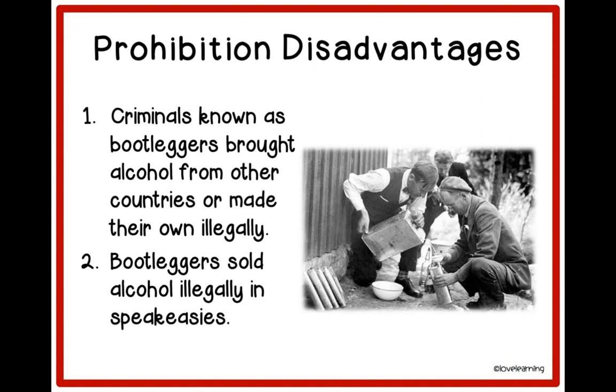The second disadvantage is that bootleggers sold alcohol illegally in speakeasies. We'll talk a little bit more about what speakeasies are later on. Basically, they would sell the alcohol illegally to these bars, nightclubs, and music places. And kind of the same thing would happen. People would get really sick, people would die. And it was also taken away from the American economy. So make sure that you have those two written down.